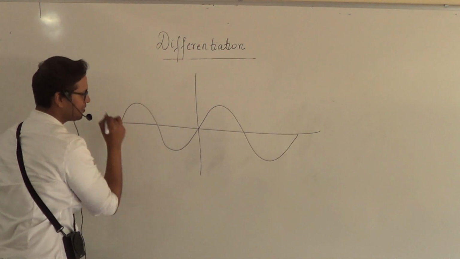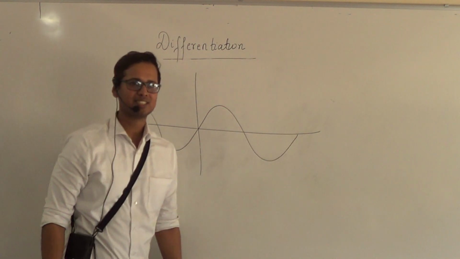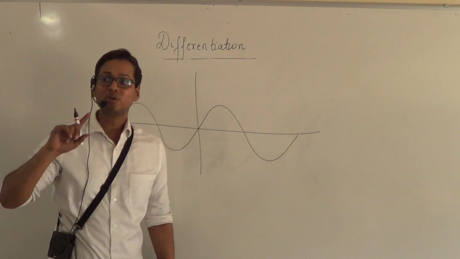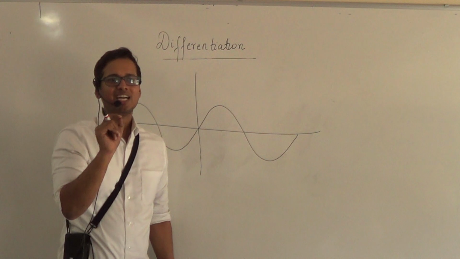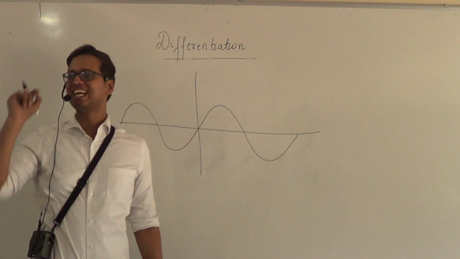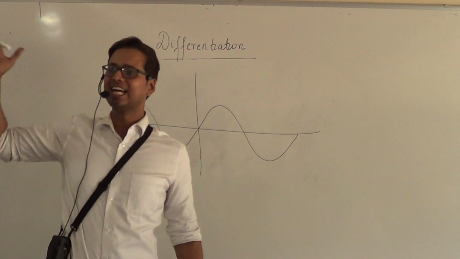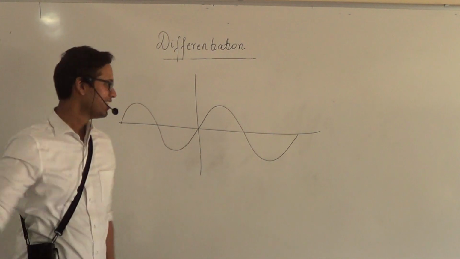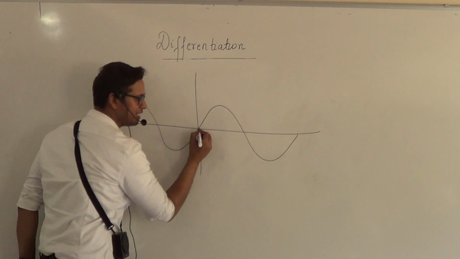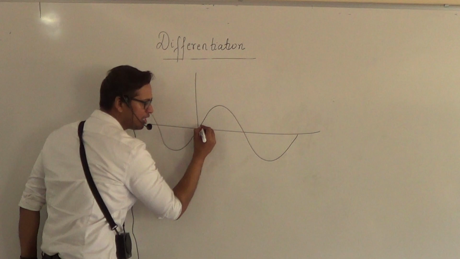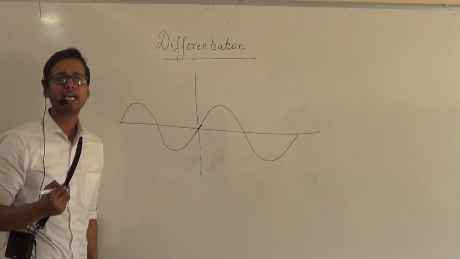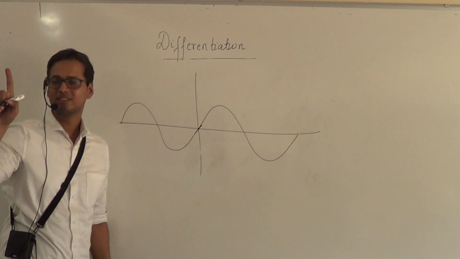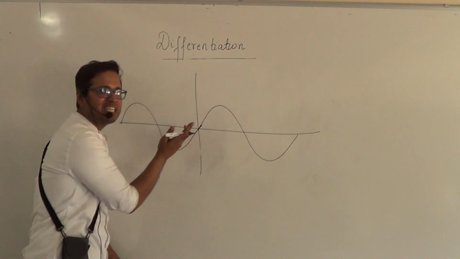If let's say we have a sin x function, correct? What did we learn about the graphical meaning of derivatives? It is nothing but the slope of the tangent drawn at any x on the curve. Correct? So listen to this very, very carefully. At this point, if I draw a tangent, you know the tangent is going to have a slope of 1. It's almost a 45-degree line.